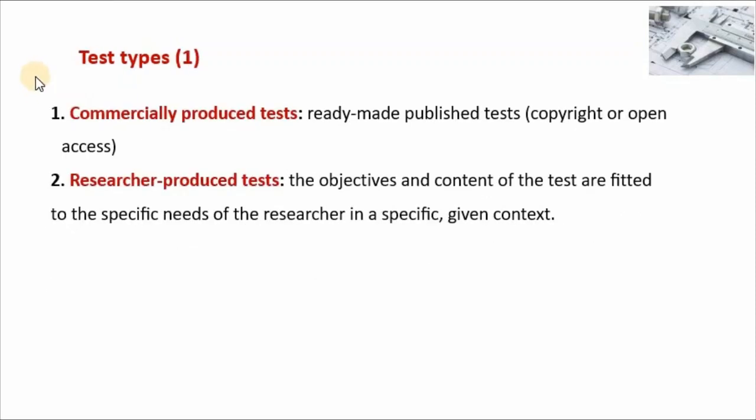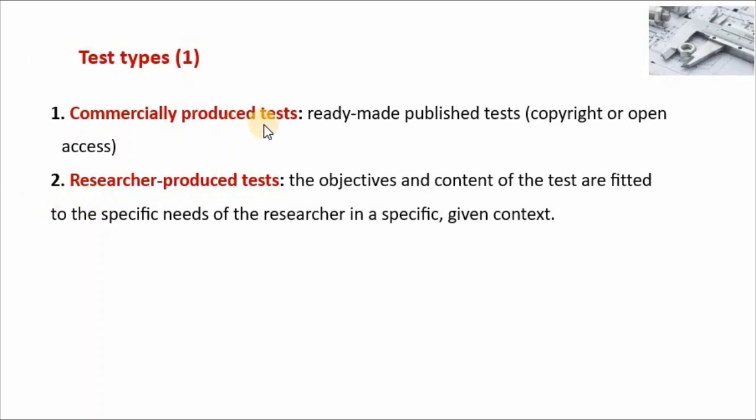Test types. Testing or using tests depends on a number of features. These are related to the choice of the test itself. Here, the researcher can have the possibility to buy a ready-made test. These are commercially produced tests. Or the researcher can produce his own test, and these are called researcher-produced tests.